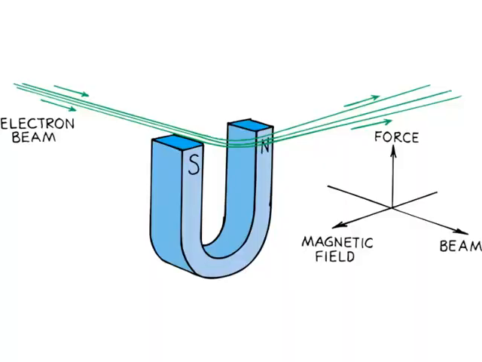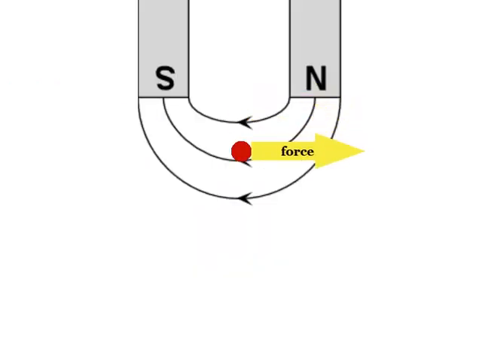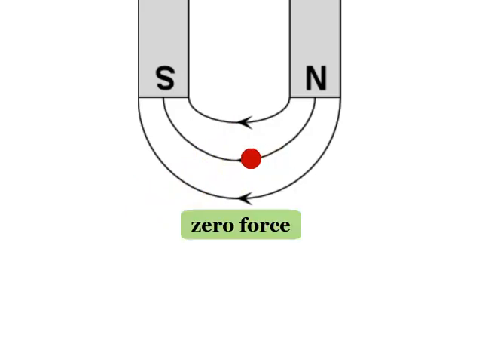Moving charged particles create magnetic fields. If a charged particle moves in a magnetic field, the charged particle experiences a magnetic force. This force is greatest when the particle moves in a direction perpendicular to the magnetic field lines. At other angles, the force is less. The force becomes zero when the particle moves parallel to the field lines.